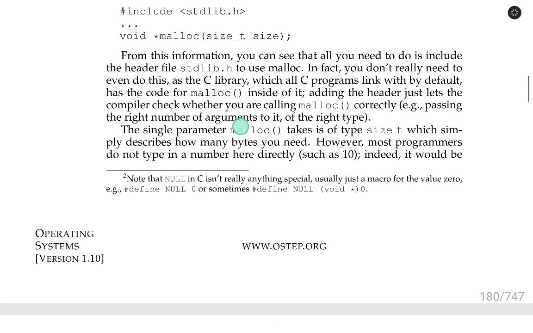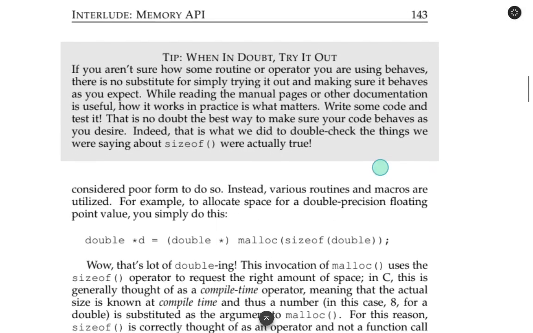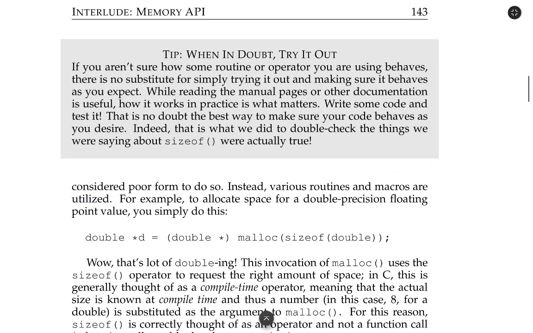The single parameter malloc takes is of type size_t, which simply describes how many bytes you need. However, most programmers do not type in a number here directly, such as 10. Indeed, it would be considered poor form to do so. Instead, various routines and macros are utilized. For example, to allocate space for a double-precision floating point value, you simply do this.